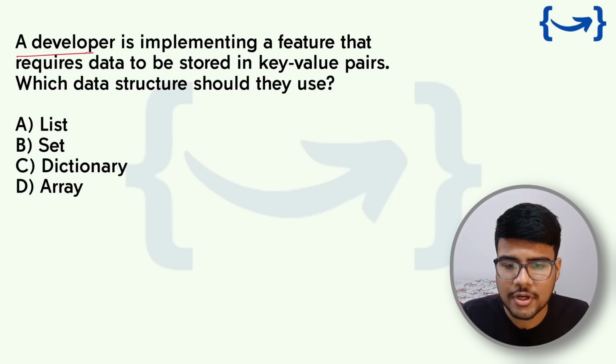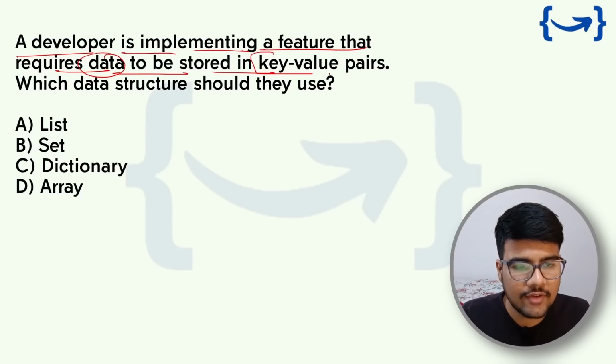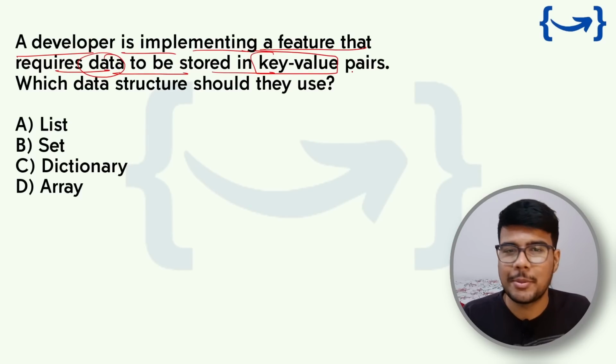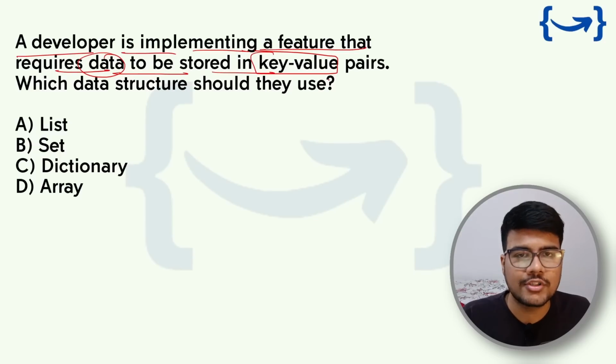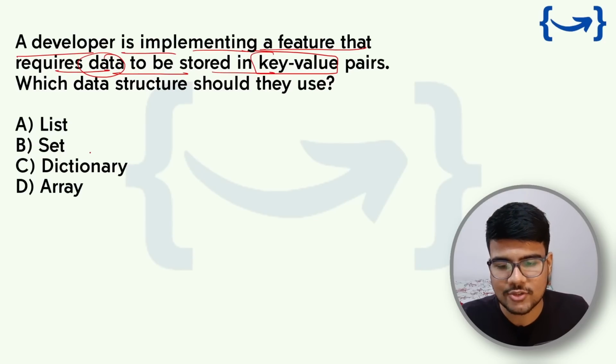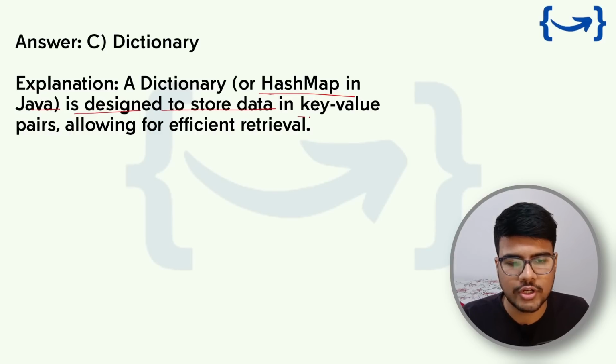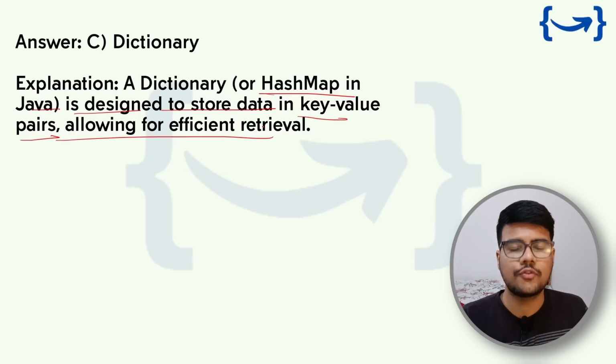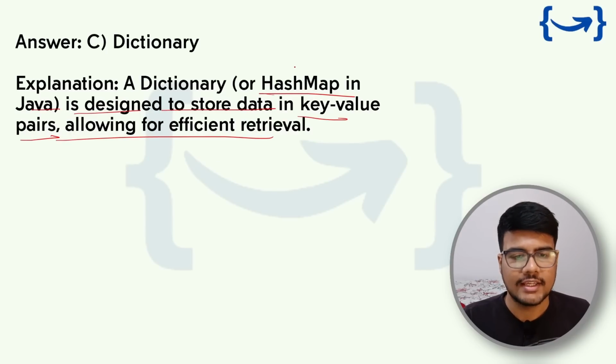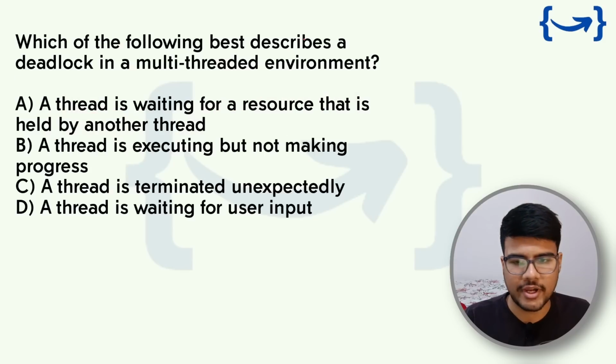Now, a developer is implementing a feature that requires data to be stored in key-value pairs. This question is repeated from the first most-asked MindTree question, and again it's been asked. So I know dictionary would be the right answer. A dictionary, or a hash map in Java, is designed to store data in key-value pairs, allowing for efficient retrieval. Yes, so again, plus one mark for this question.